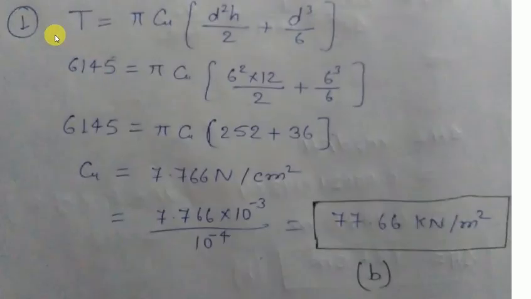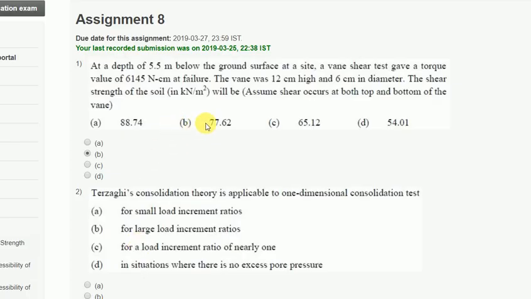This is the solution. T is equal to pi Cu d square h by 2 plus d by 6. Put all the values and we get Cu, that means 7.766 Newton per centimeter square. That is converted into kilonewton per meter square, that means 77.66 kilonewton per meter square. That means option B will be the correct option. You can go with option B.